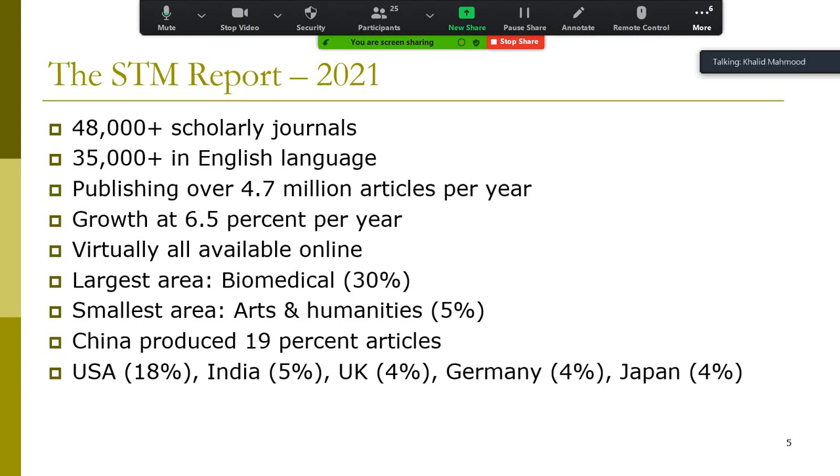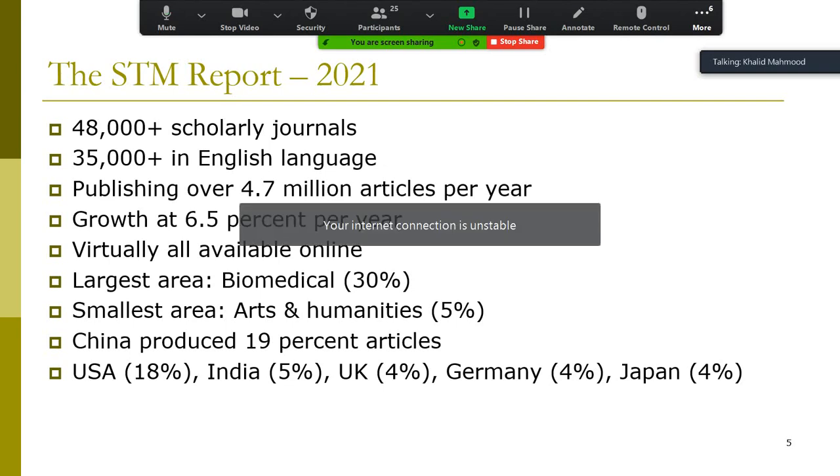And the geographical distribution is here. China is number one in the world. It produced 19% of the total articles. And the next is the USA with 18%, India with 5%, UK with 4%, Germany with 4%, Japan with 4%, and so on.